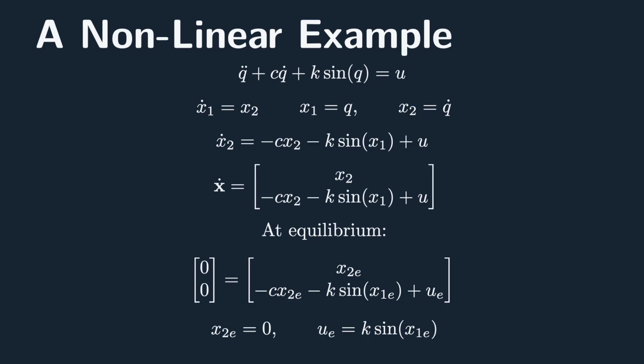This shows the main point. At equilibrium, the velocity state must be 0, but the position state does not have to be 0. A non-zero input can hold the system at a non-zero position by balancing the spring terms.